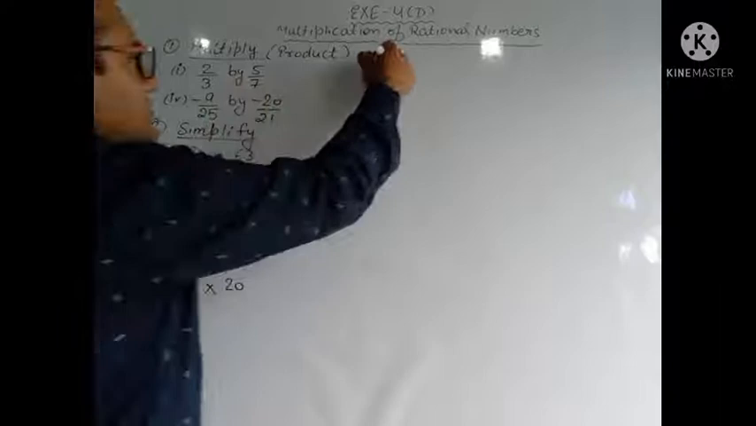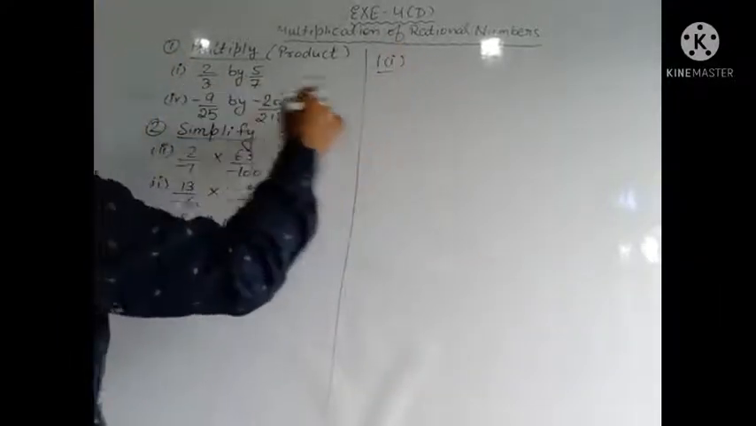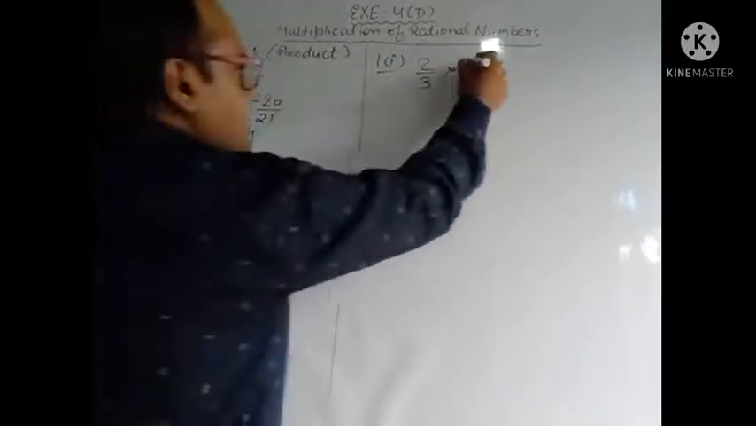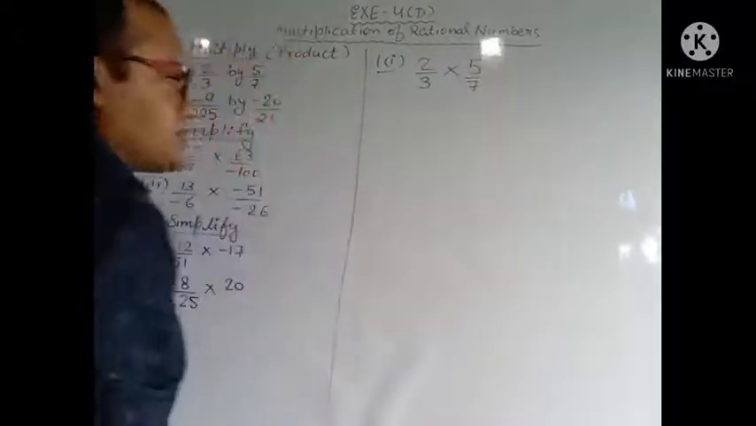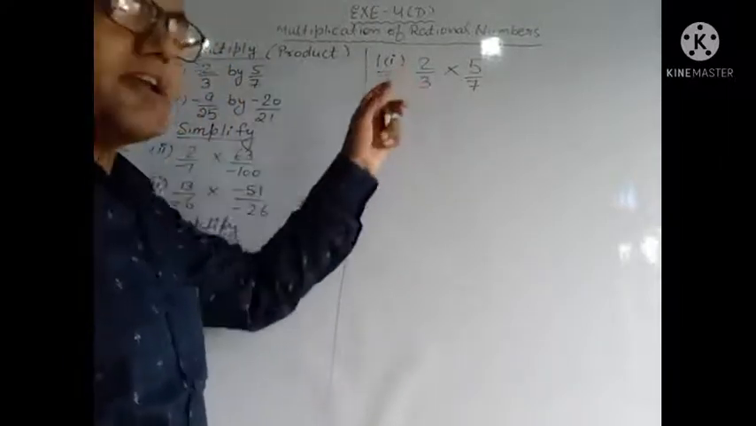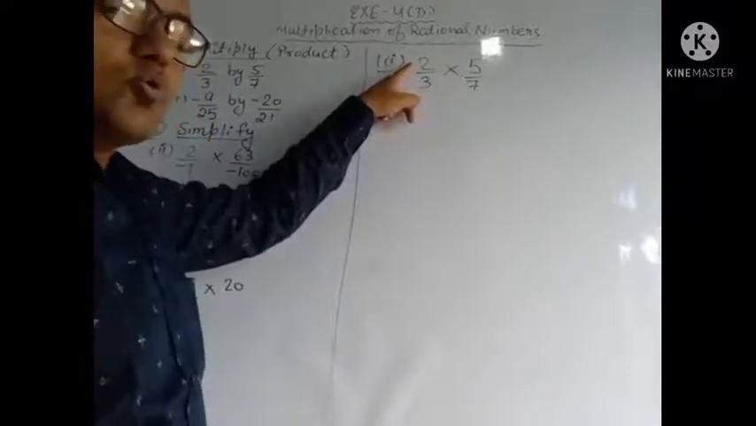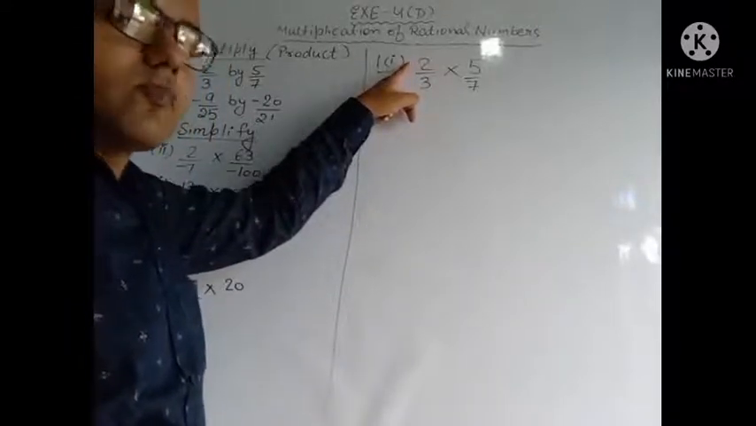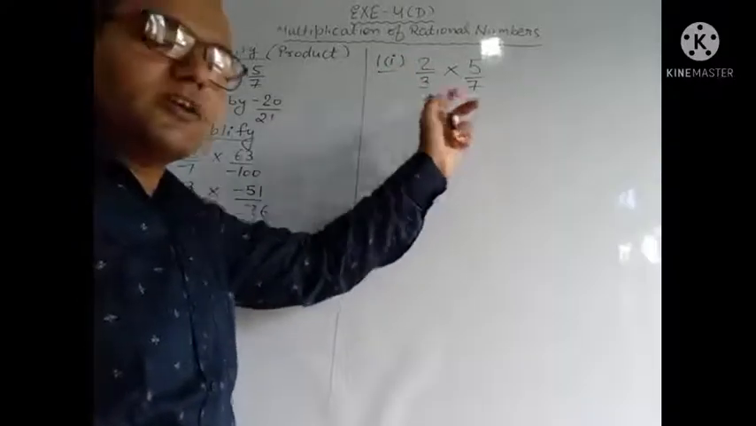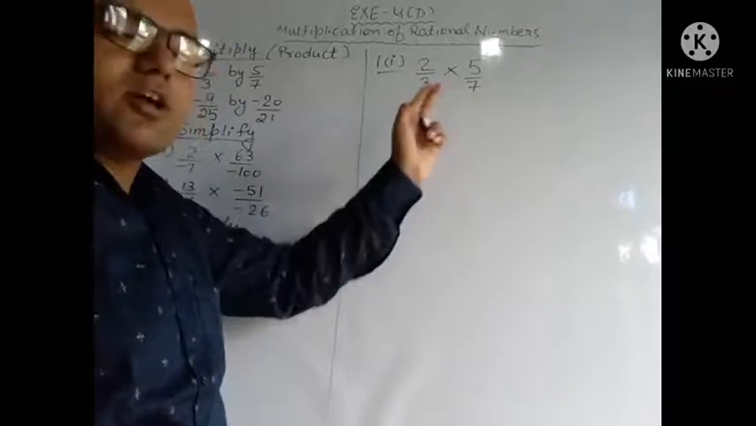So part number one, first question: 2 upon 3 we have to multiply by 5 upon 7. The first step is to check whether numbers in the numerator and denominator cancel with the same table. Here it is written 2. 2 comes in the table of 2 only. So in the denominator we will check whether any number is divisible by 2 or not. Here it is 3 and here it is 7. Both do not come in the table of 2.